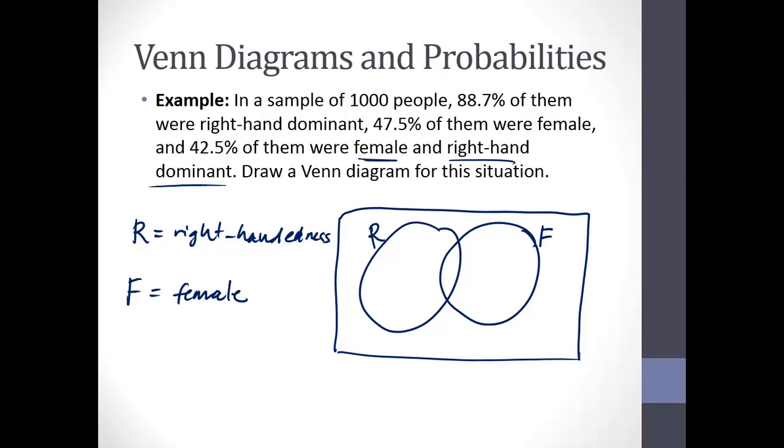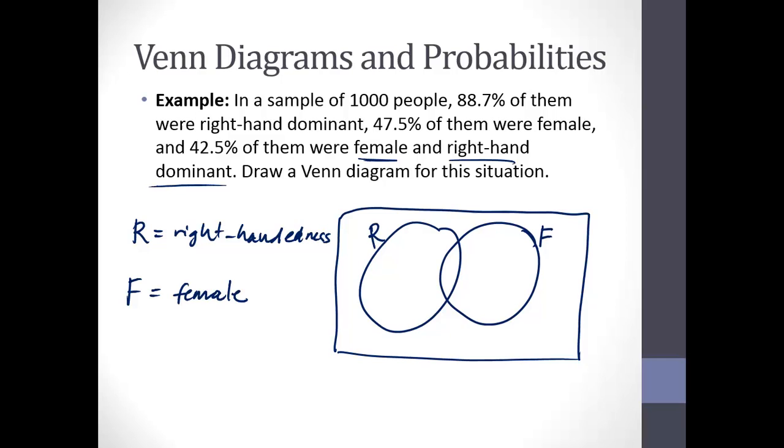Okay, so this is my Venn diagram for the situation, and we can start filling in some numbers of what these situations actually are. So first of all, what's one number that I can fill in on my Venn diagram here? Can anyone help get me started?